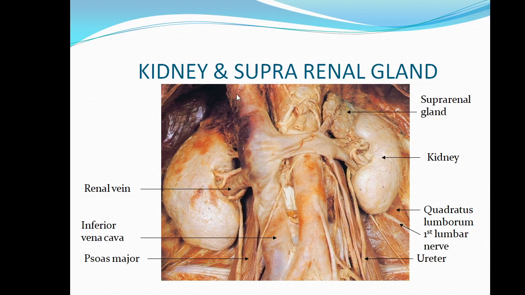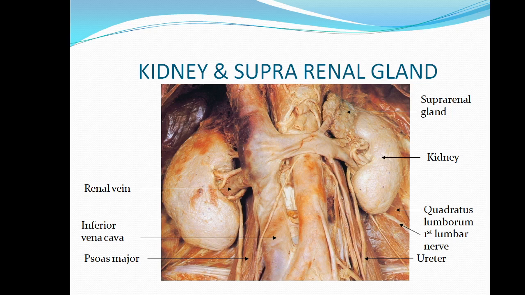Here you can see the inferior vena cava on the right side, and on the left side is the abdominal aorta. Here what you can see is the ureter, which is a continuation of the renal pelvis at the lower border, at the lower pole of the kidney.